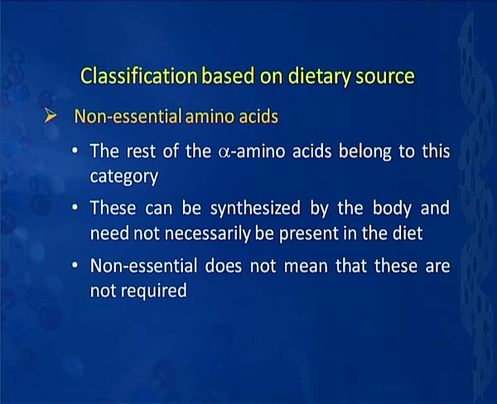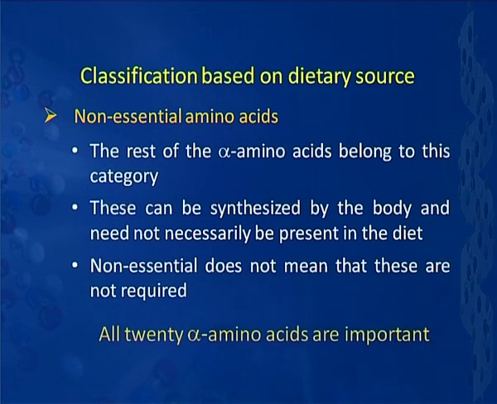But when I say they are non-essential amino acids, it does not mean that these are not required in the body. Our body needs all 20 amino acids, all are important. The only thing is, when we talk about classification of this kind, essentially we are referring to the dietary sources. I mean, they are not essential in terms of their being present in the diet. Otherwise, they are essential for the well-being of the body.